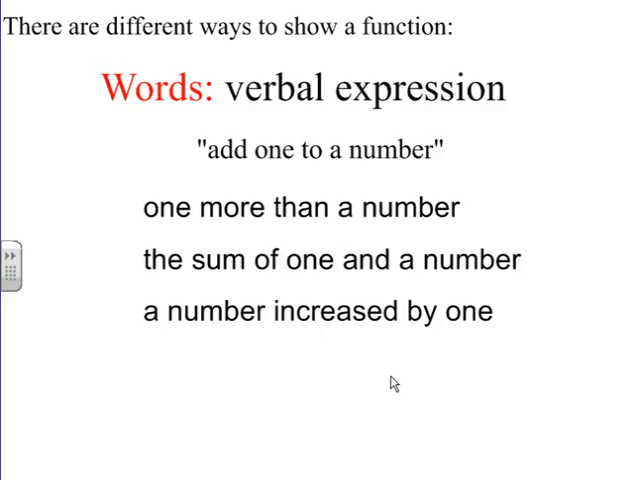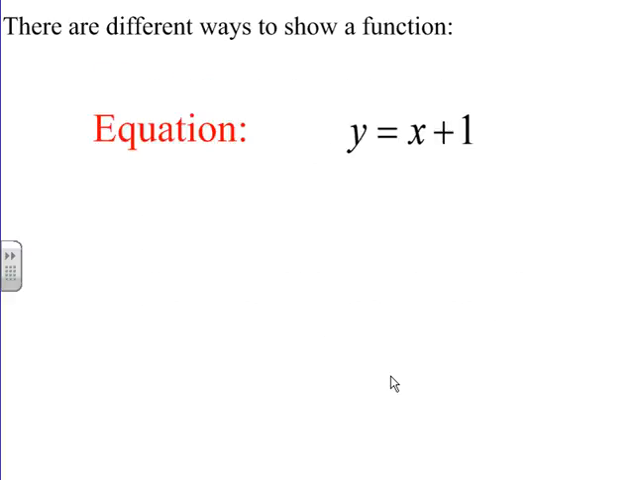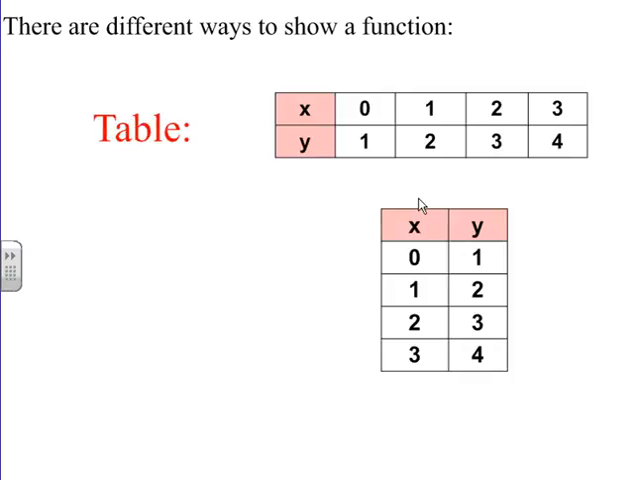Another way that we can model a function is by an equation. And this equation is exactly what we were just talking about in words. We're saying that the output is equal to the input plus 1, or a number plus 1, or 1 more than a number, or a number increased by 1. So this would be our equation. Then another way is by tables.